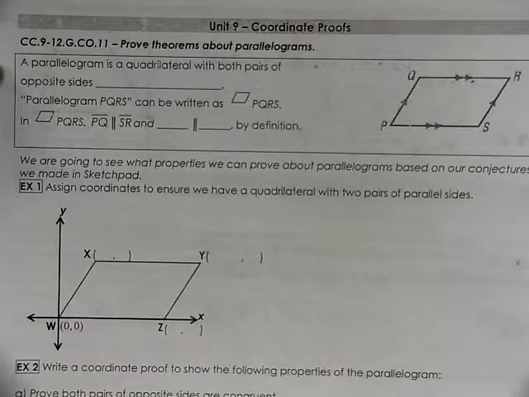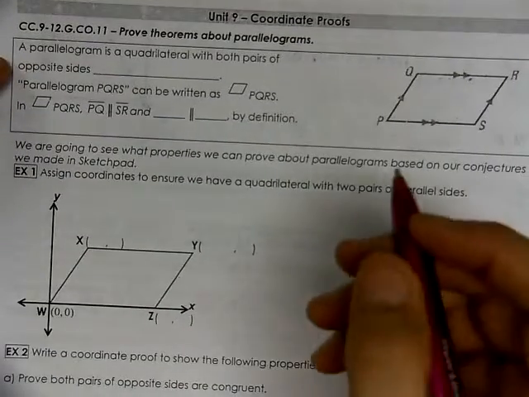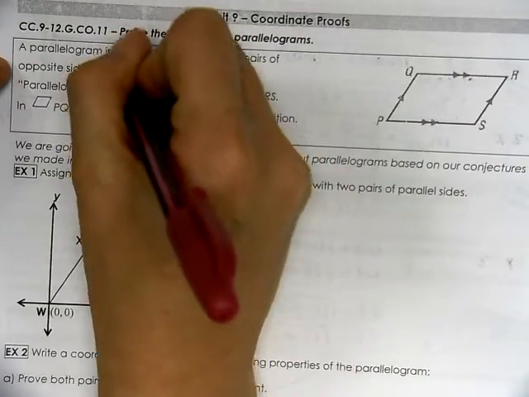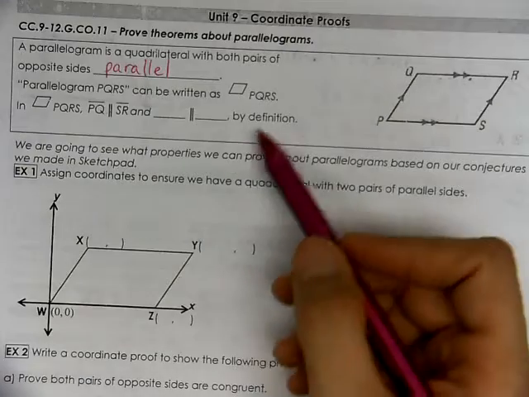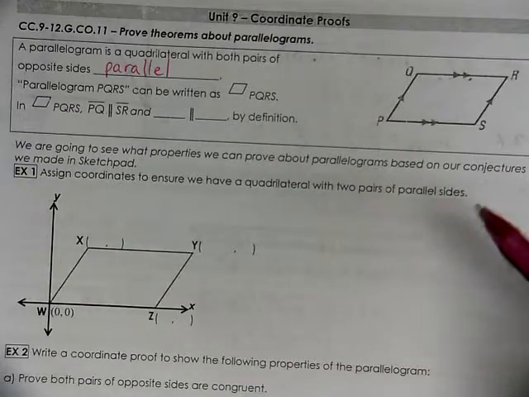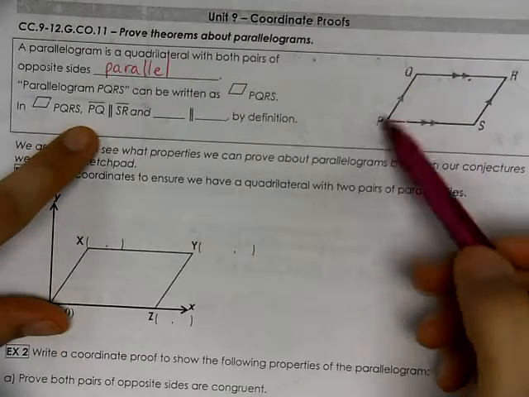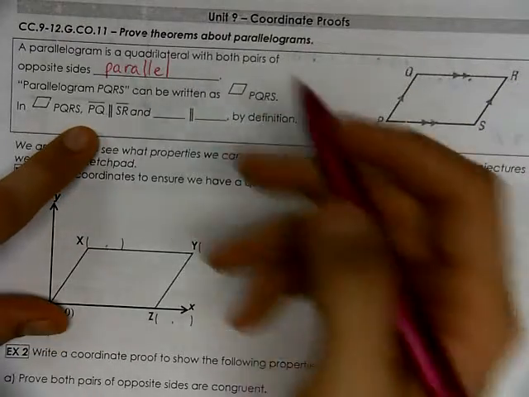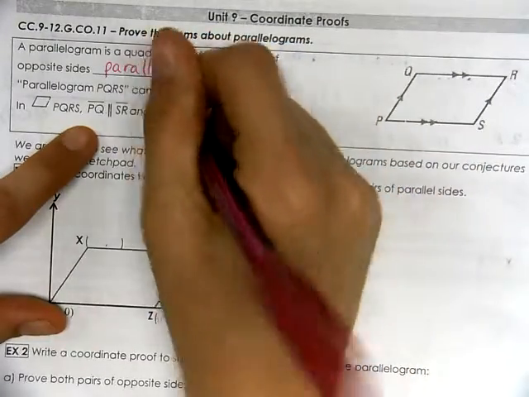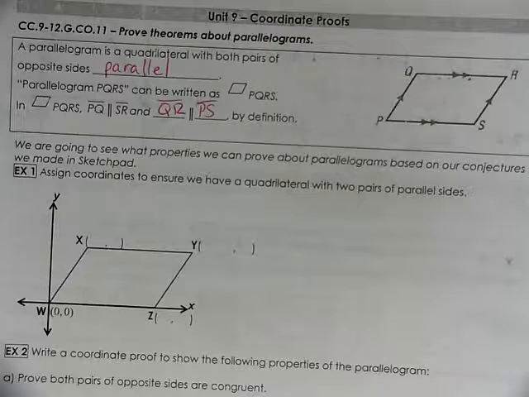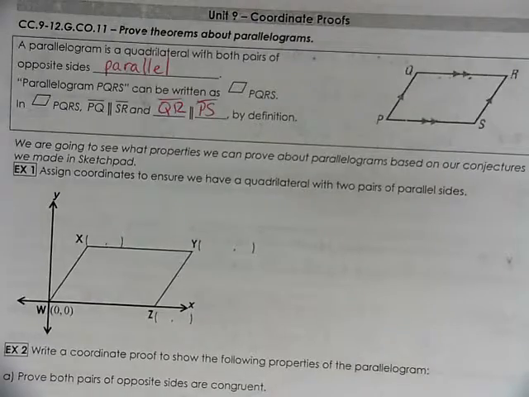In a parallelogram, it is a parallelogram if both opposite sides are parallel. And we always write parallelogram as PQRS, usually goes in alphabetical order. So in this parallelogram, PQ and RS are parallel, and QR and PS are parallel. So, like we did yesterday, we're going to look at properties of a parallelogram. And we're going to use distance, midpoint, and slope.